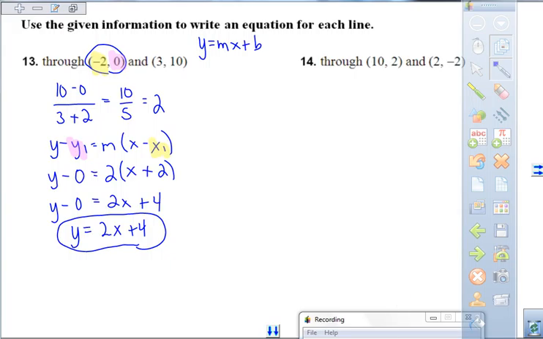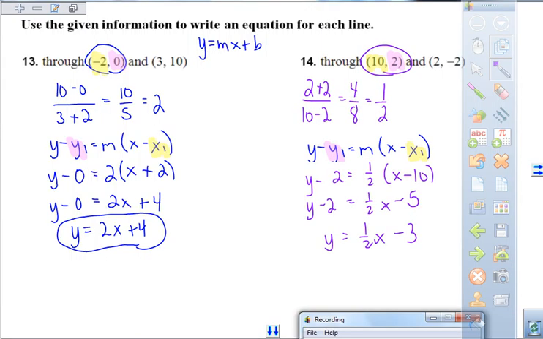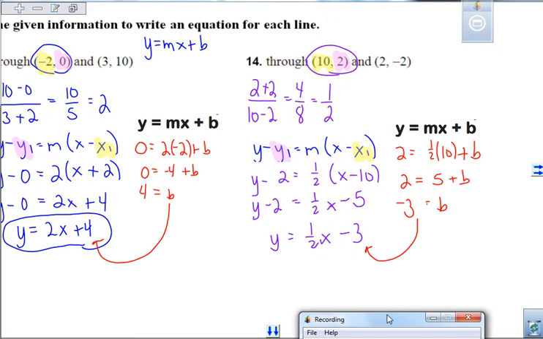Try number 14 on your own. Please pause the video. Here's the solution to number 14. 1/2 is my slope. I picked the first point just so I didn't have to deal with any negatives. Plug and chug, and I get y equals 1/2 x minus 3. If you want to on these questions, you could have used slope-intercept form also. Instead of using point-slope form, it just is a little bit lengthier. You still get your value of 4 and you still get your value of -3. You pick your method.